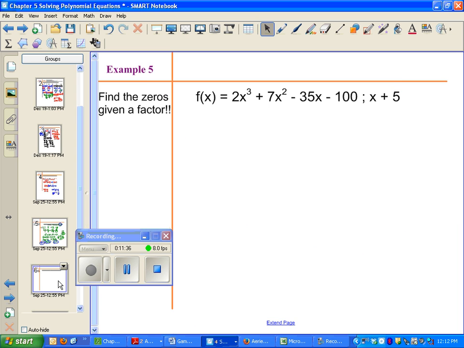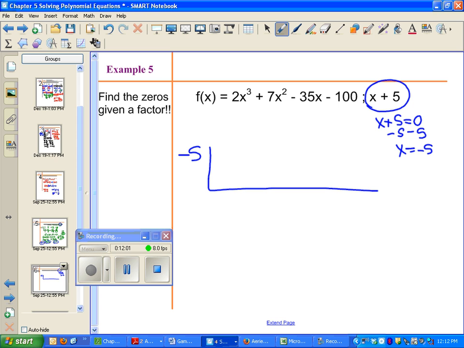Right. The next one is find the zeros given a factor. It's the same idea. 4 terms. I don't really have anything in common that works with factor by grouping, so I'll use synthetic division. So I have x plus 5, so I want to use the opposite. If it's a factor, I'm going to use the opposite and solve for the 0. So if I subtract 5, the 0 is negative 5. So that's what I'm going to put on the outside with all my coefficients. So I have 2, 7, negative 35, and negative 100.